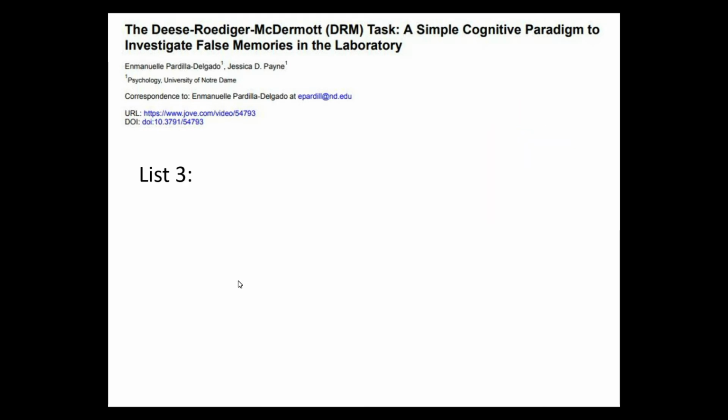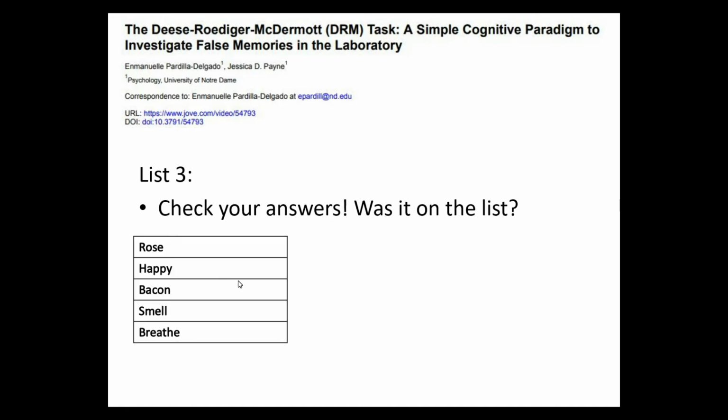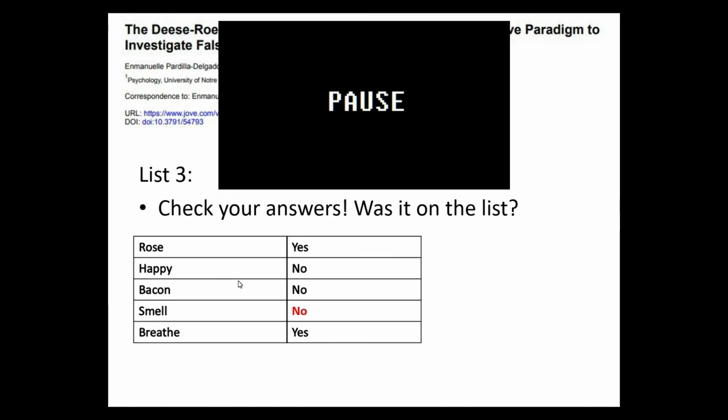Next, in the list 3 and list 4 condition, the recognition condition, we get a little bit of a boost in our power to implant a false memory, because this is what we're doing. We're implanting false memories. This is because we don't have to get you to conjure the memory for the specific word yourself. Rather, we get a chance to suggest it to you. So check your answers. The question is, was it on the list for each word? Here are the correct answers.